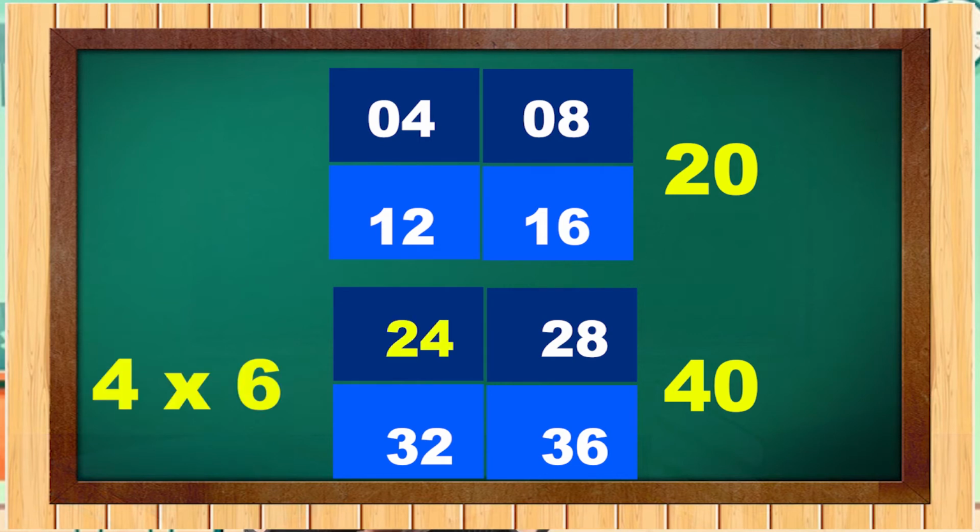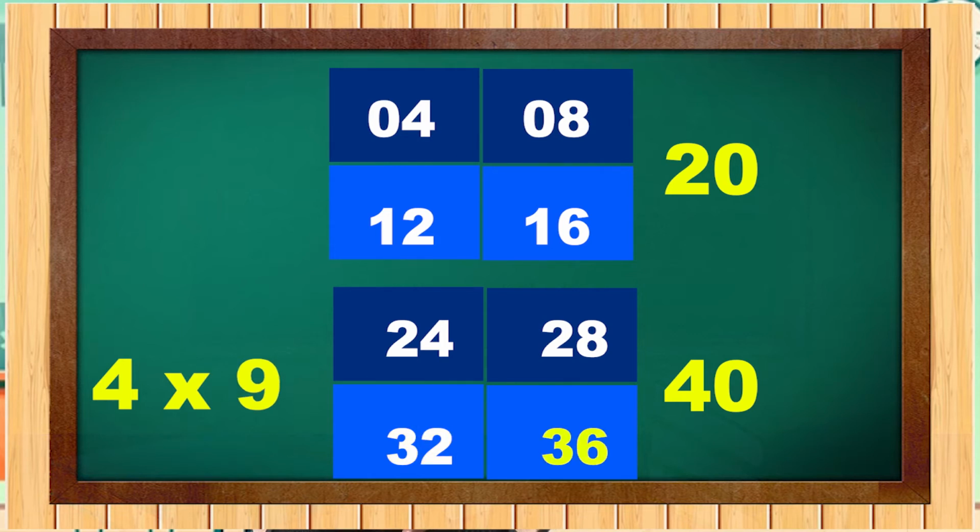4 multiplied by 6 equals 24. We go to the next side. 4 multiplied by 7 equals 28. Bottom row. 4 multiplied by 8 equals 32.